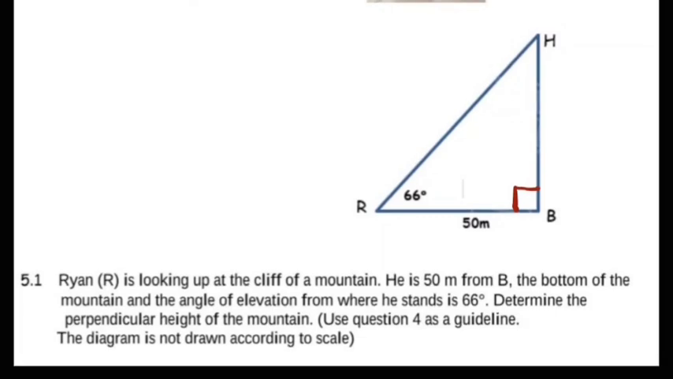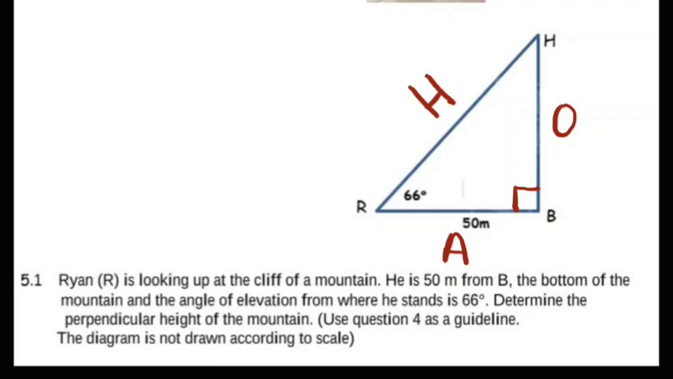So this is what we're going to do. Ideally, when you have a question like this, label the sides of the triangle with regards to the angle that you are given. Here we have 66 degrees. The side opposite the 66 degrees is BH, so I'm going to label that O. The side next to the 66 degrees, which is this 50 meters, RB, is the adjacent side. And the side opposite the 90 degrees is the hypotenuse. I'm going to call that H, which is RH.